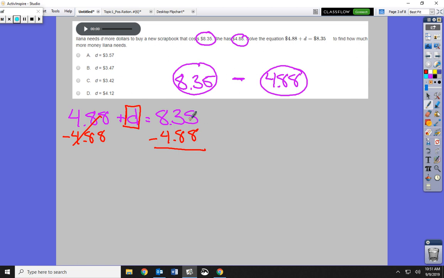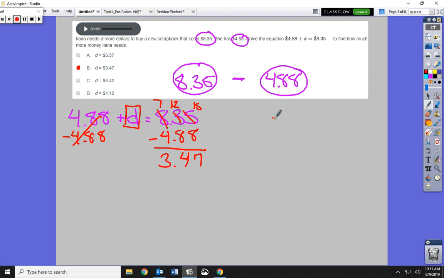I can't take 8 from 5, so this becomes the 15, which this becomes a 2. 15 minus 8 is 7. I can't take 8 from 2. I need to borrow. This 8 becomes a 7. We add the 10 here. 8 minus 12 is 4. Decimal point. 7 minus 4 is 3. Looks like we're making $3. We need to make $3.47.